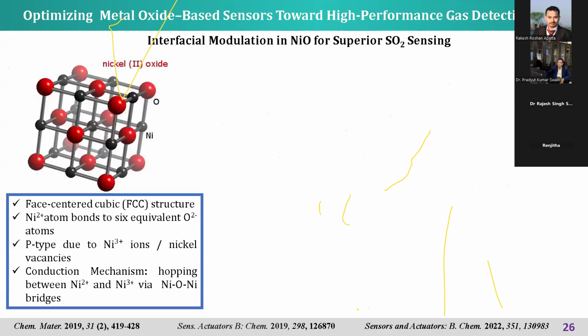Now I move on to the next material. In this study, we have taken two materials and made a heterostructure. It's a composite that we made.